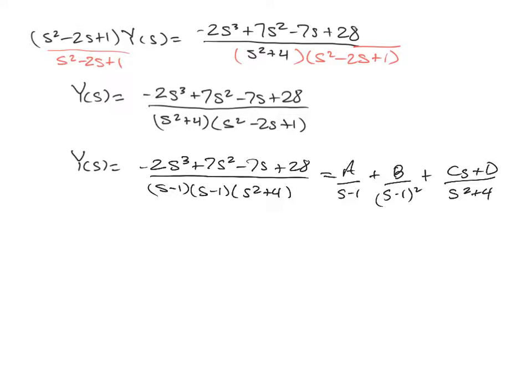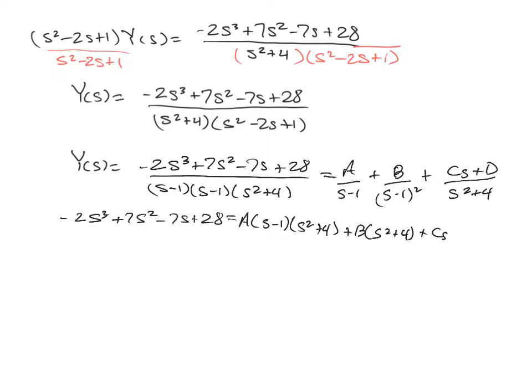And now if we multiply through by the LCD, we'll have negative 2s cubed plus 7s squared minus 7s plus 28 is equal to A times s minus 1 times s squared plus 4, plus B times s squared plus 4, and then Cs plus D times s minus 1 squared.